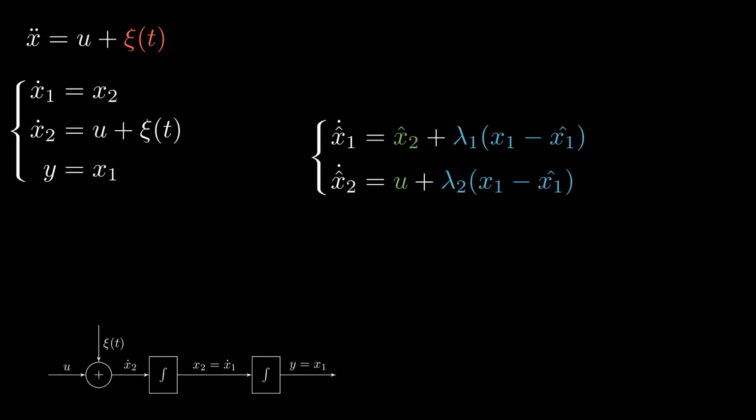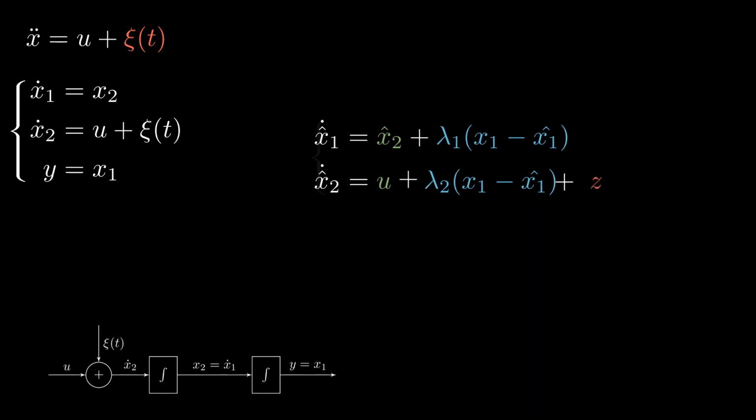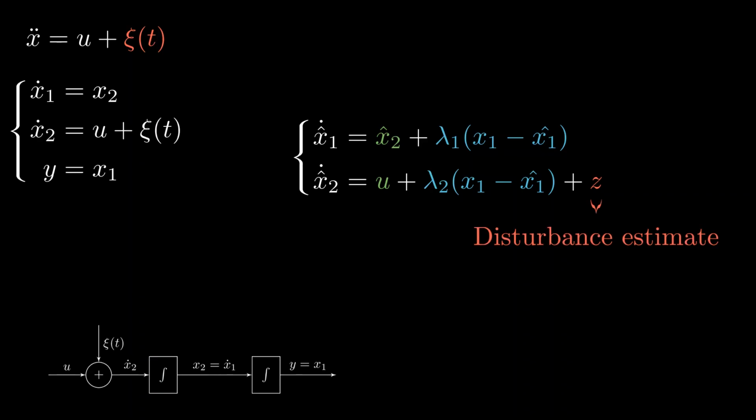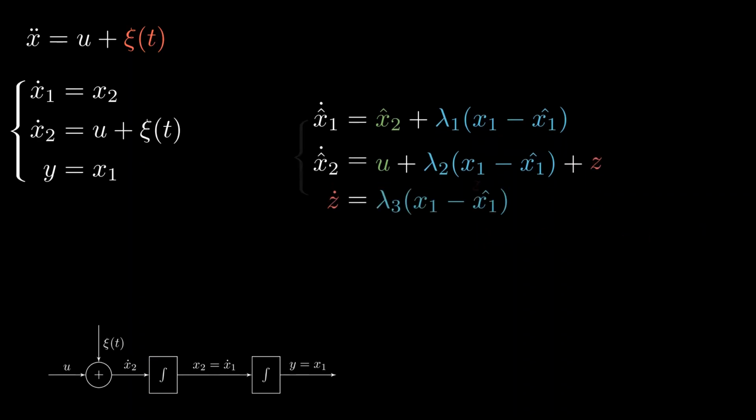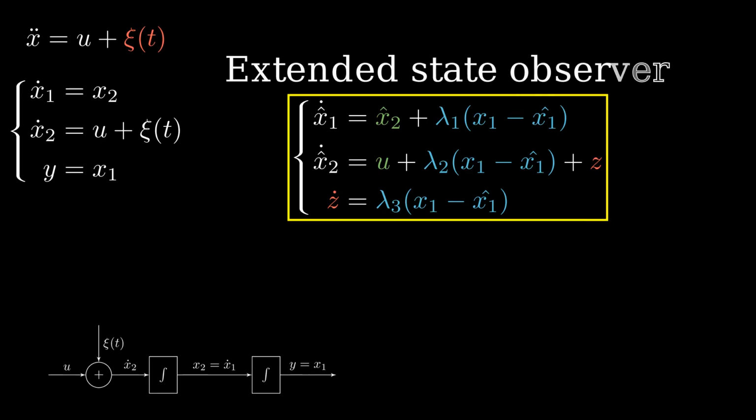Now, if you look closely, you will notice that the model is not complete. It lacks the term for the total disturbance. Let's add a new variable z. So, how do we estimate the disturbance? We'll use the same idea as for the state, prediction and correction. We don't assume any model for the disturbance, so there is no prediction part, only correction. This is the extended state observer. Now we have the estimates of the state and the total disturbance. Let's see how it works in the simulation.